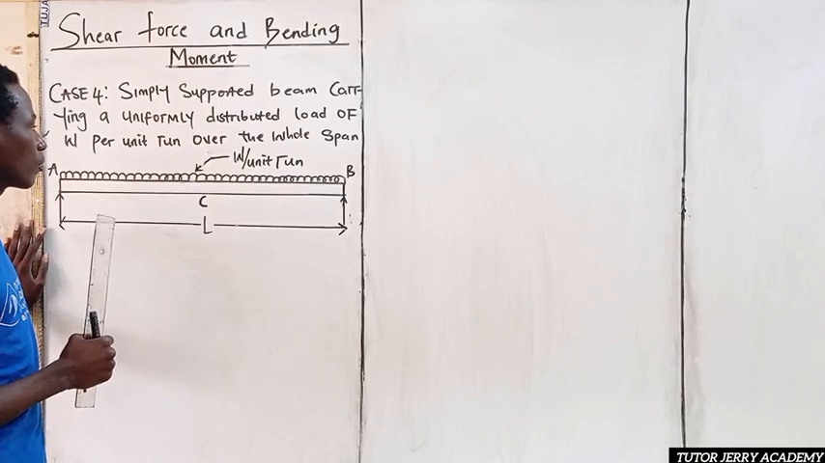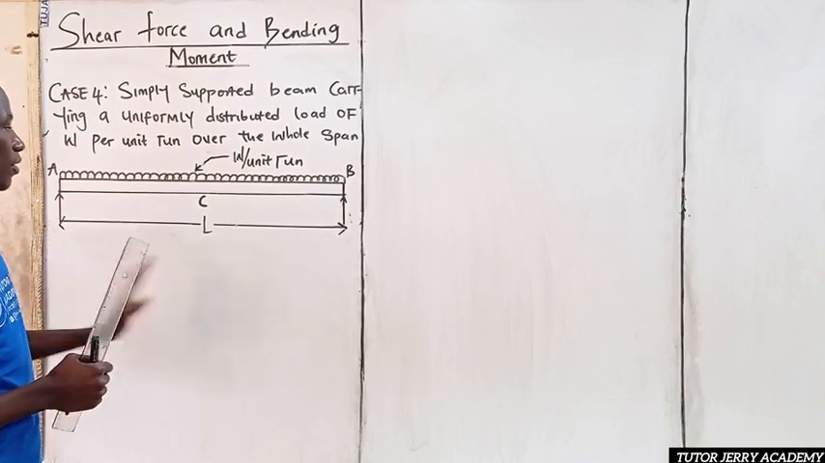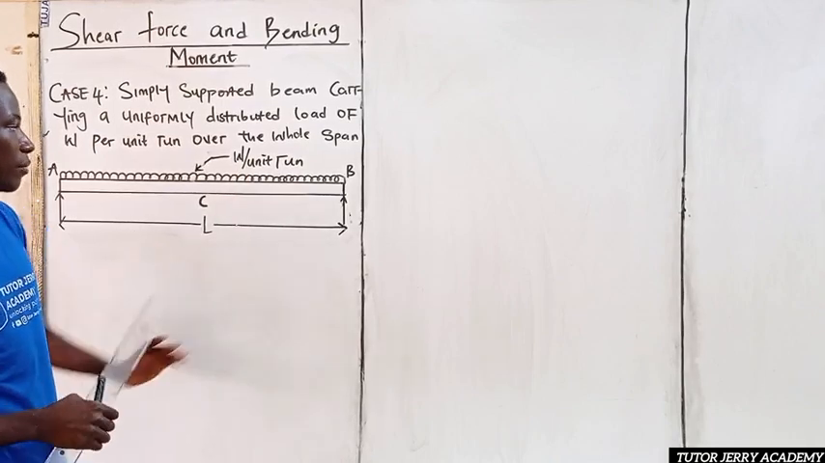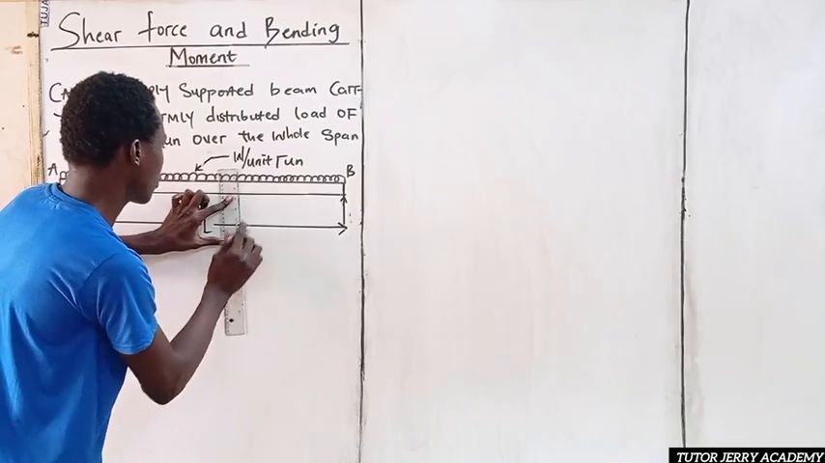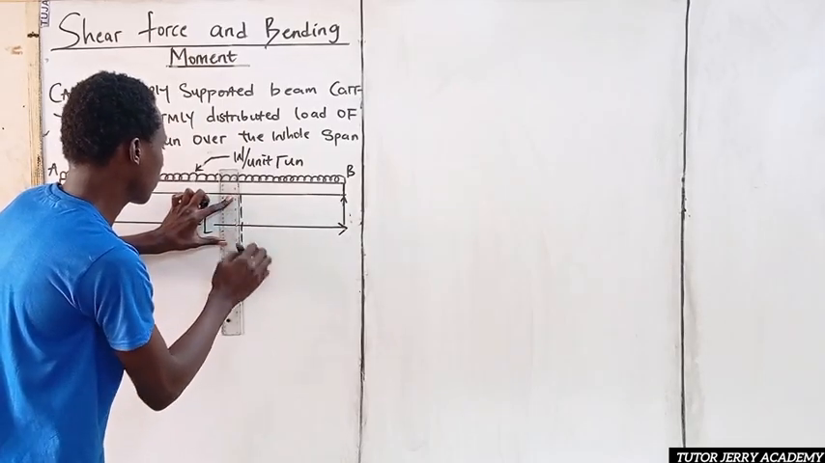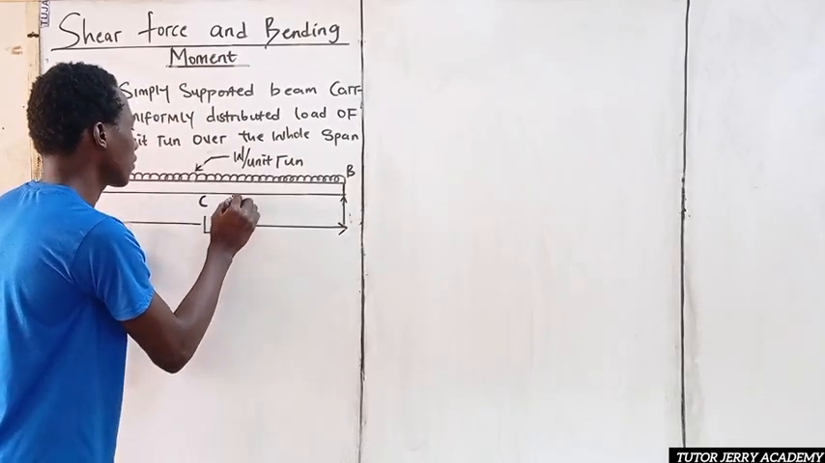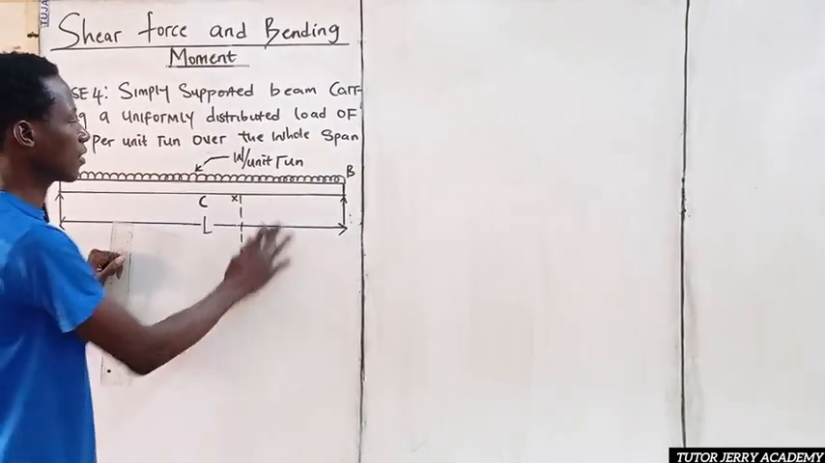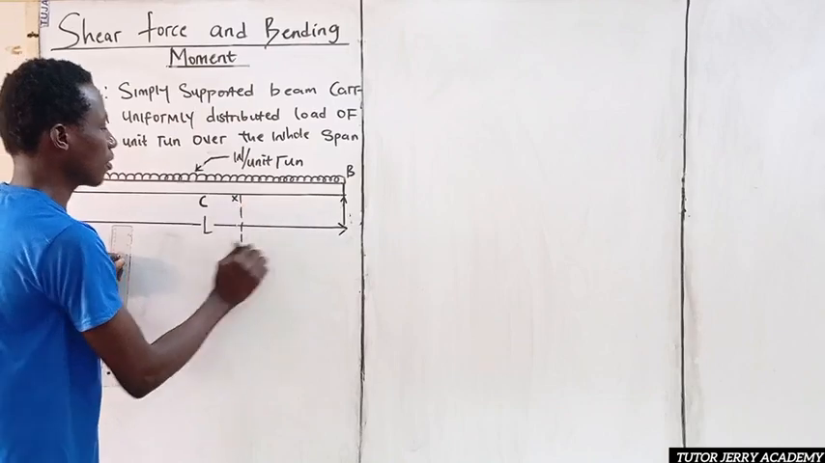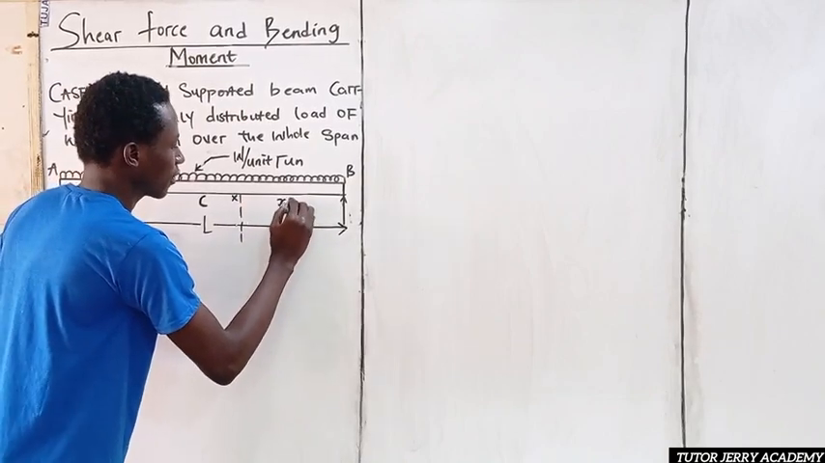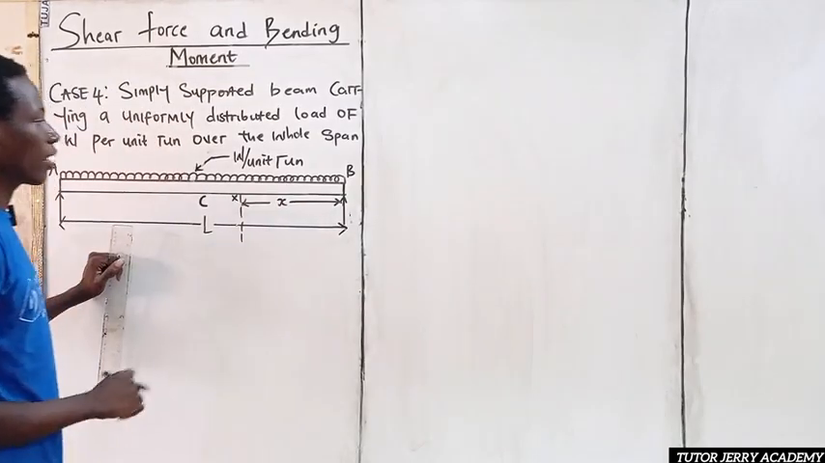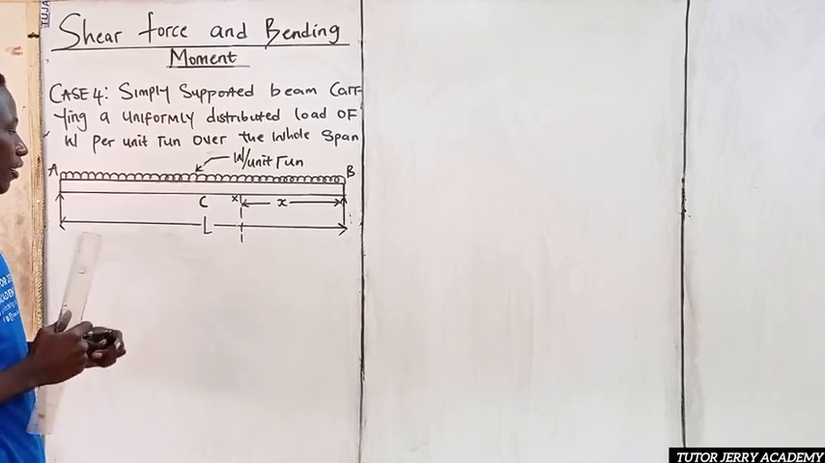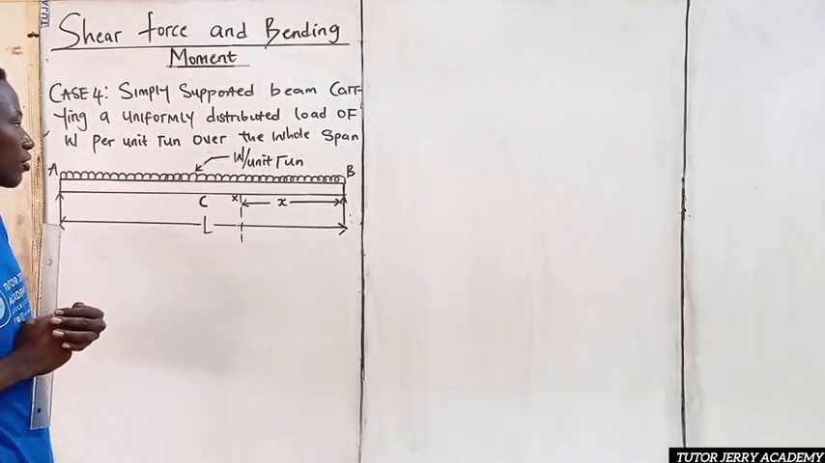The first thing we are going to be doing is sectioning this beam. Let's take a distance x. Let's take this point to be x, and the distance between B and point X will be x. So this is what we have. Now we can go further to begin our calculations.